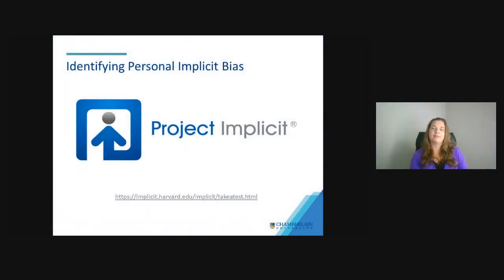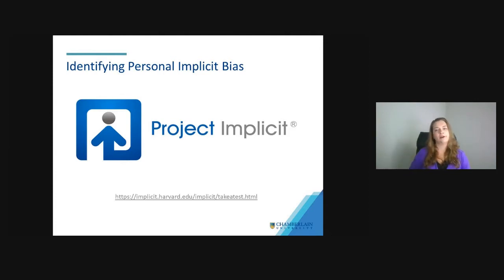Now that we have some examples of implicit bias, what do we do about it? So the first step is to take an implicit bias assessment. Implicit bias can be interpreted as an abstract concept. And so the first step in mitigating bias is to take an assessment and identify your own implicit biases.